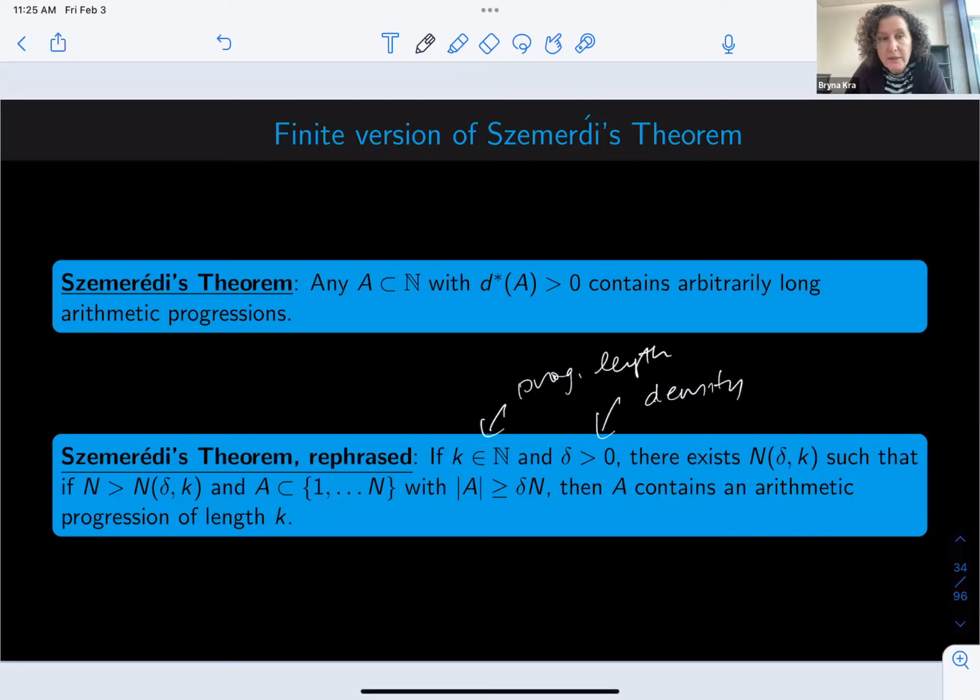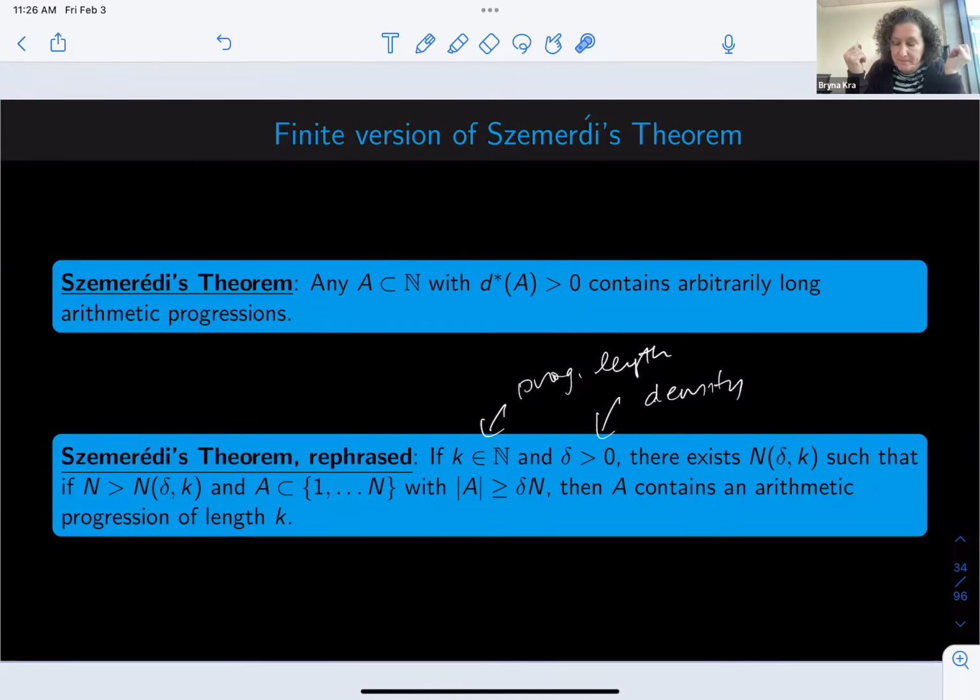Then you can find some number N, depending on the delta and the K, such that as long as you color the first N integers, for any N bigger than that, and you take at least delta percent of them, so you have at least delta times N of them, you will already see an arithmetic progression. In other words, it suffices to color finitely many of the integers, the first N of them, capital N, as long as capital N is sufficiently big relative to delta and K, and you get Szemerédi's theorem out.